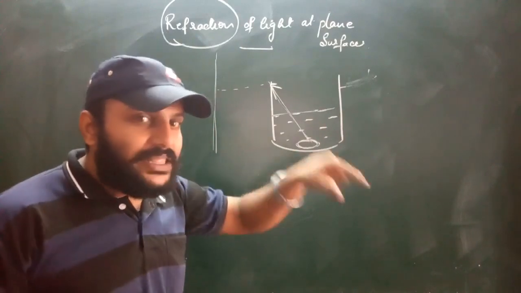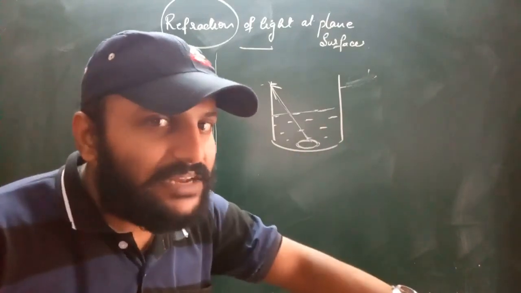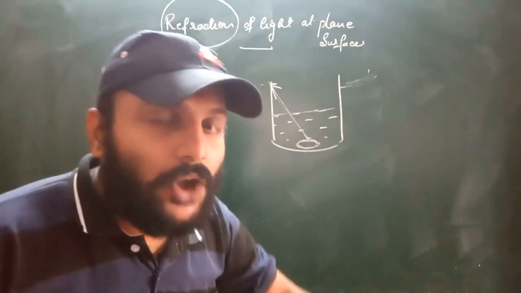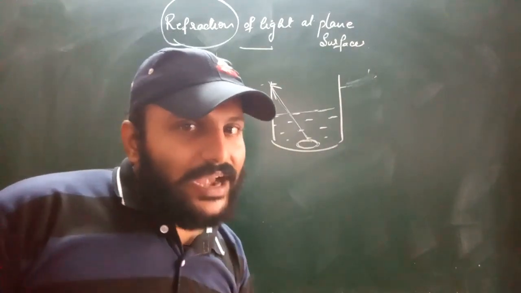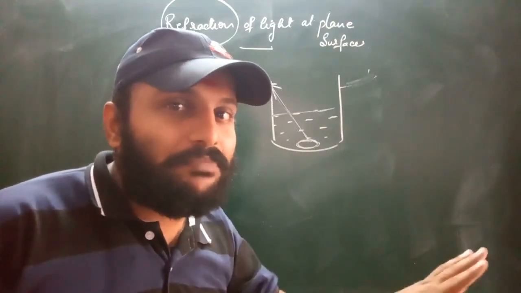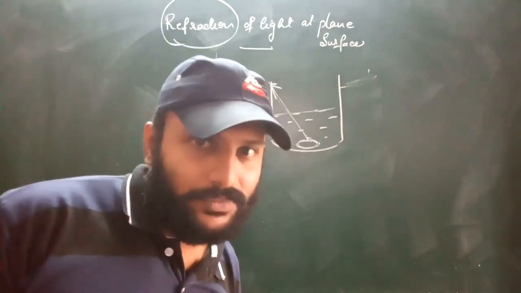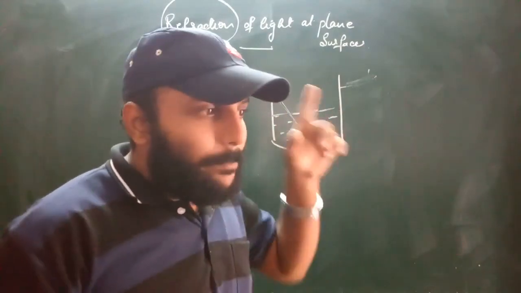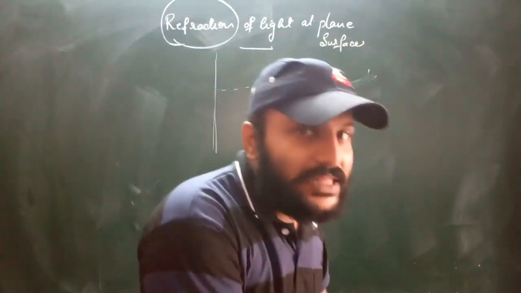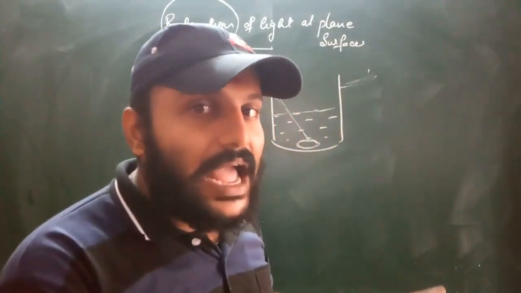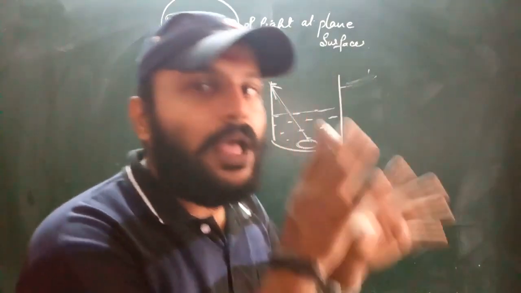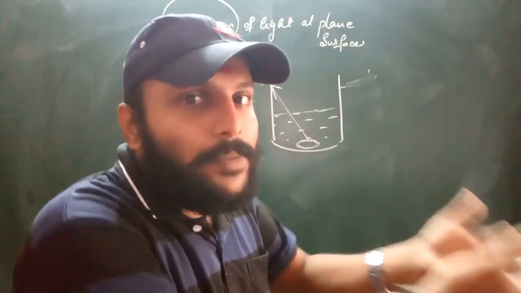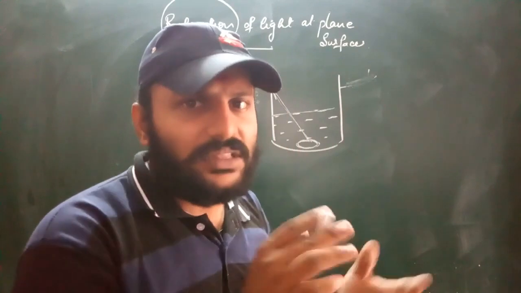But when my friend filled the vessel with water, I am able to see the coin. It means whatever the light rays that is coming from the coin, it may have changed the direction. Before, whatever the direction the light rays was coming, I was unable to see it. But here, I am able to see the coin, which means the light rays has changed the direction. That is the reason I am able to see the coin. That's what we can see.